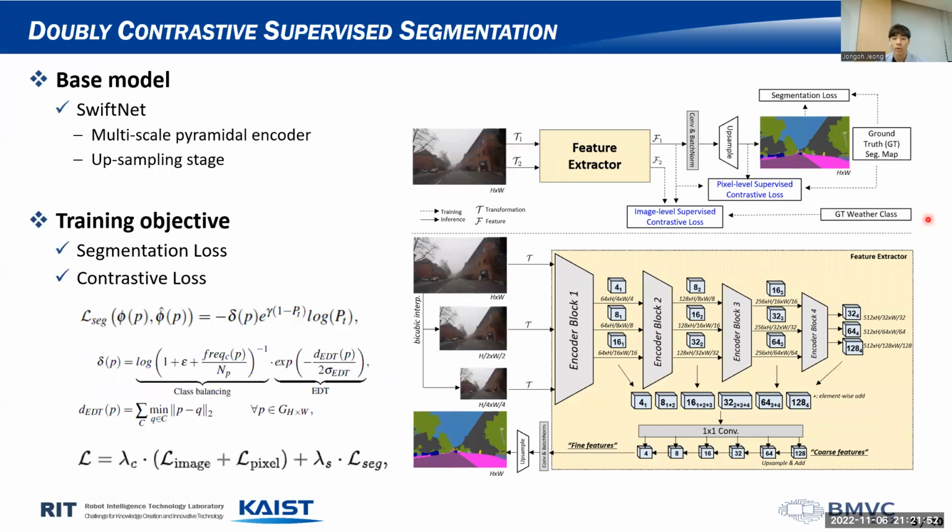We use SwiftNet, a real-time lightweight network that uses multi-scale parameter encoder, with our training objective consisting of segmentation and contrastive loss. We take the features extracted from a feature extractor and compute the supervised contrastive loss in the image level given the ground truth weather class label, and in the pixel level given the features predicted and ground truth static maps. For the segmentation loss, we applied a form of focal loss modulating factors for class balancing and including distance transform for label boundary.